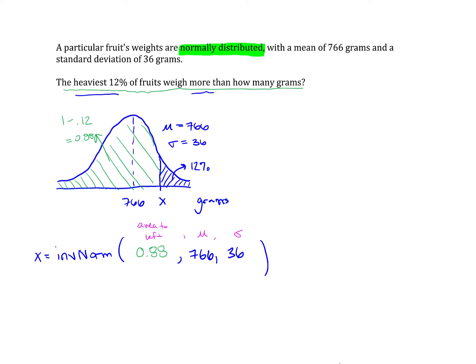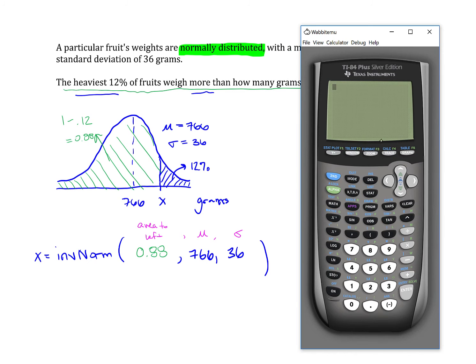Now, when I use my calculator, go to the distributions menu, so hit second and vars. The third option down for me is inverse norm, and I give it three inputs, 0.88, separated by commas here, of course, then 766 and 36. So that gives me a value of 808.2995.